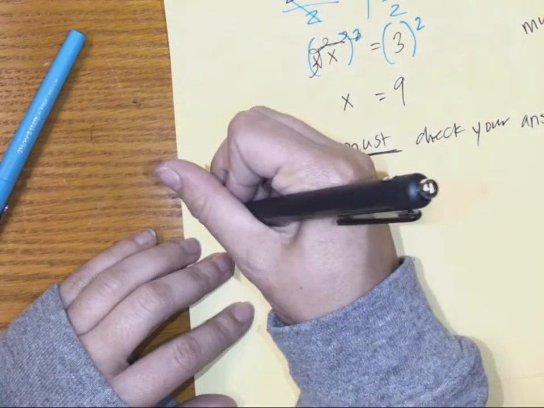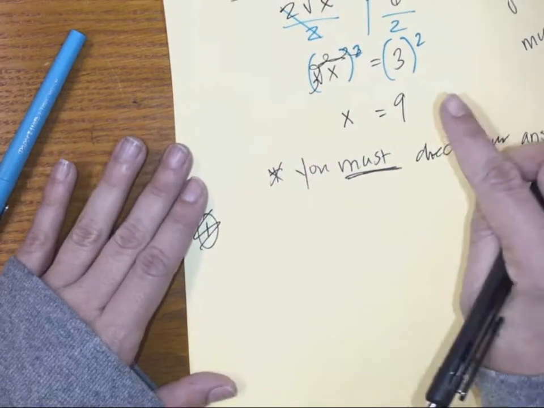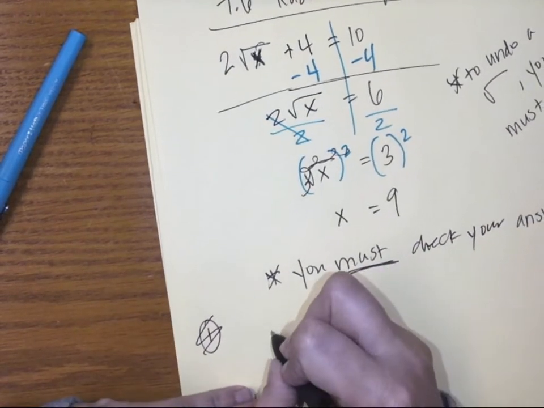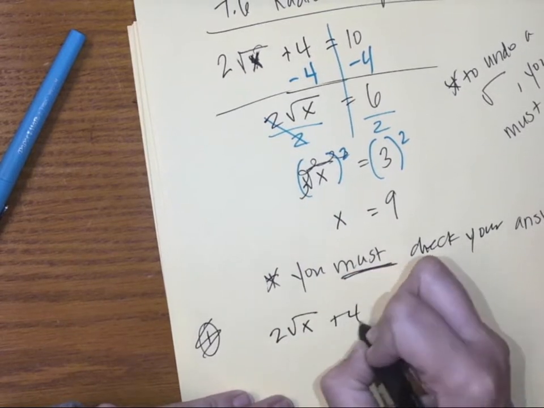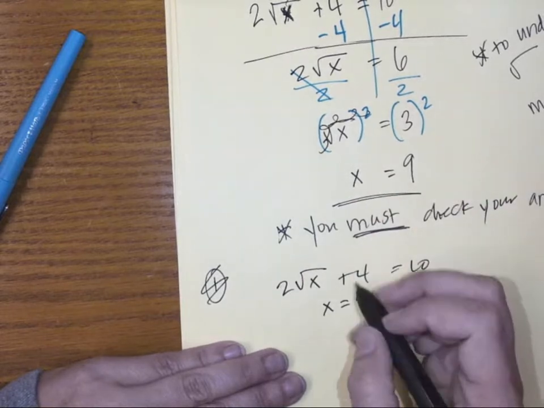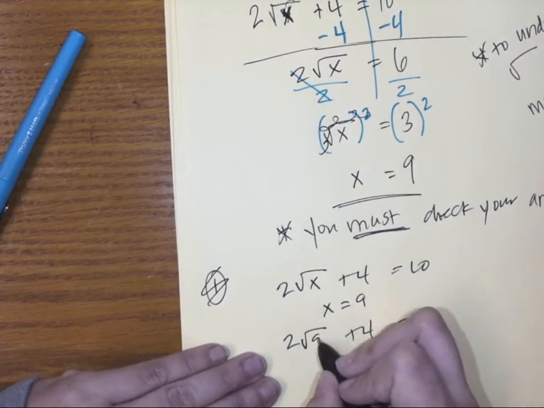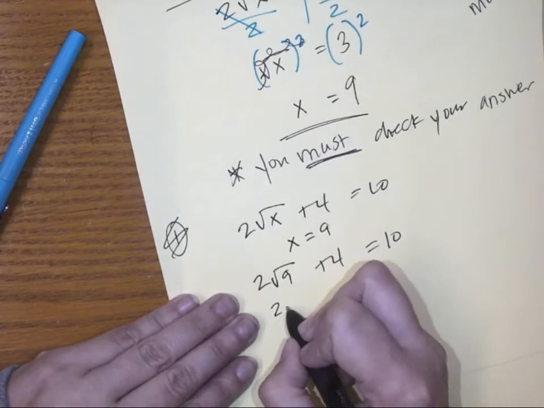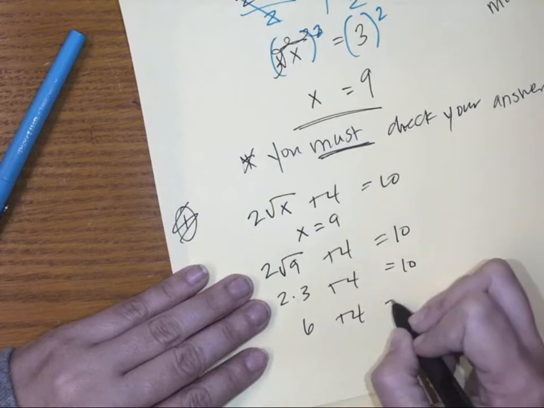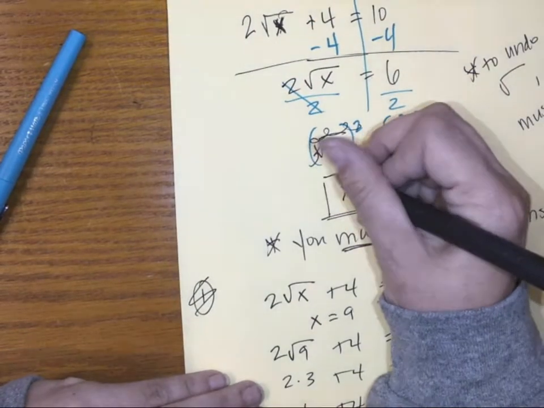Okay, so let's do some problems. My first problem, I just said we need to check it, and we never did. Sorry. Let me check the answer here first. My equation was 2 times the square root of x plus 4 equals 10. Let's plug in my answer of x equals 9. So 2 times the square root of 9 plus 4, does that equal 10? The square root of 9 is 3, so this is 2 times 3 plus 4. 2 times 3 is 6, and does 6 plus 4 equal 10? Yes, it does. So my answer is 9.